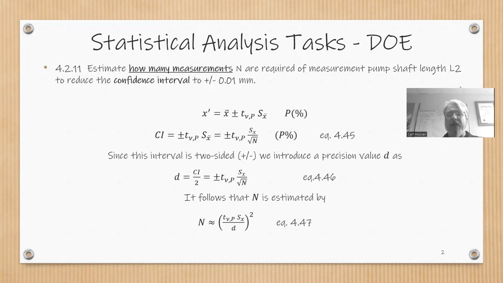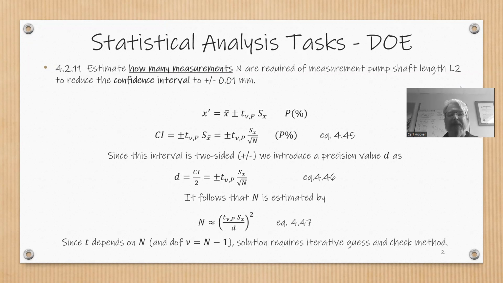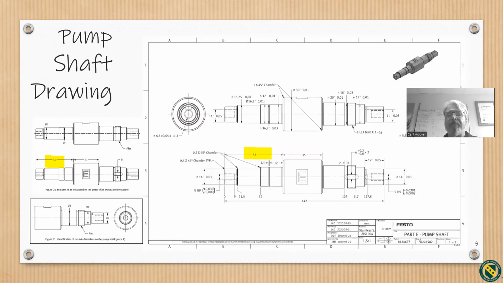What we note from that, though, is that student's T is dependent on n, the number of samples. So we really need an iterative guess and check method to answer this question. This type of question is in the family of design of experiments, and it really has to do with identifying the sample size for our desired result.